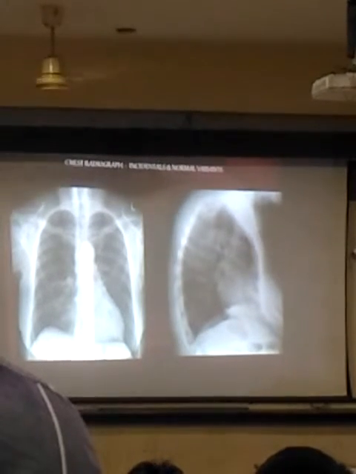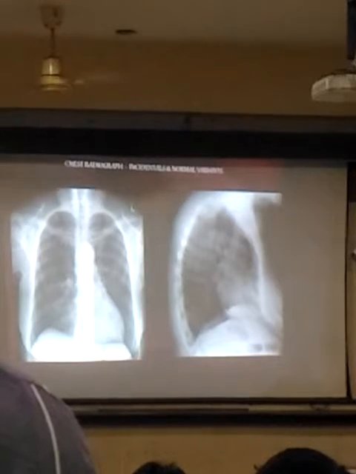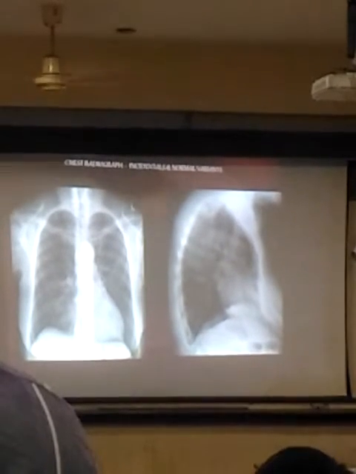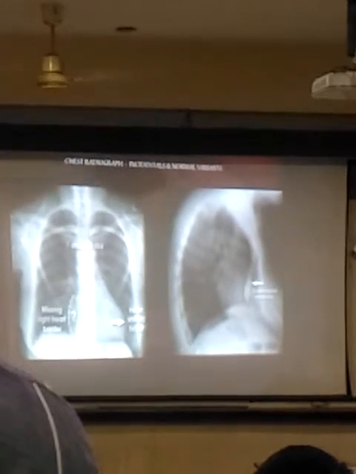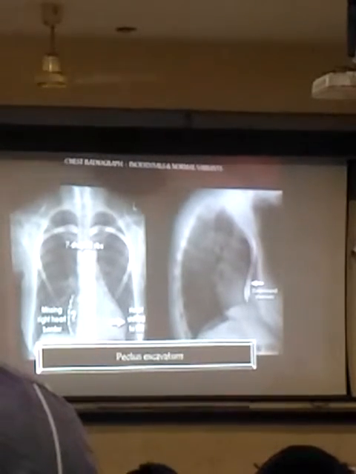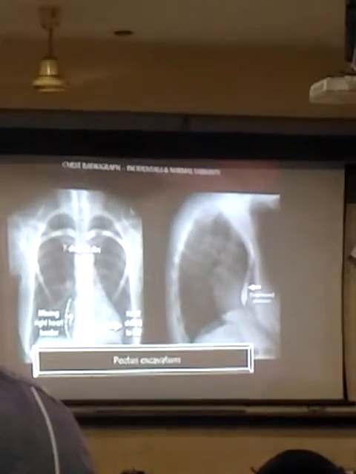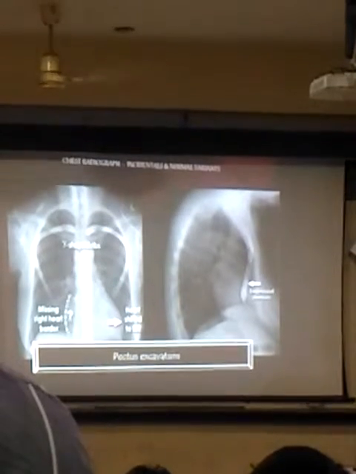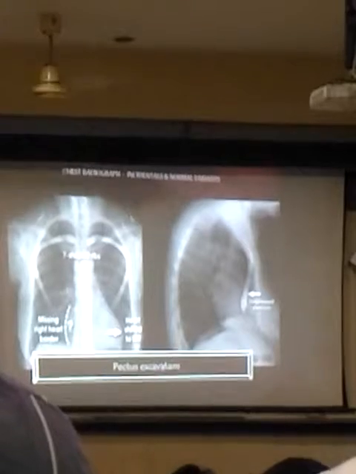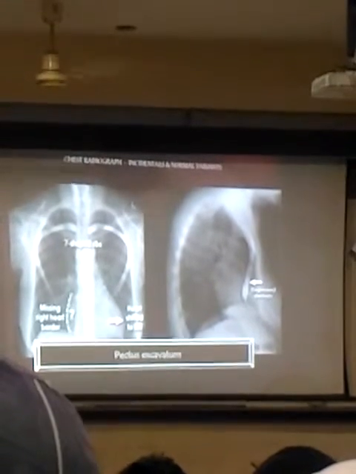Look at the sternum. Can you appreciate that the sternum is going in? It is going inside. Normally it should be straight. The sternum is going inside the chest like this, a depressed sternum. This is what is called pectus excavatum. The opposite of pectus excavatum is pectus carinatum, where the sternum bulges anteriorly outside. But here the sternum is going in.